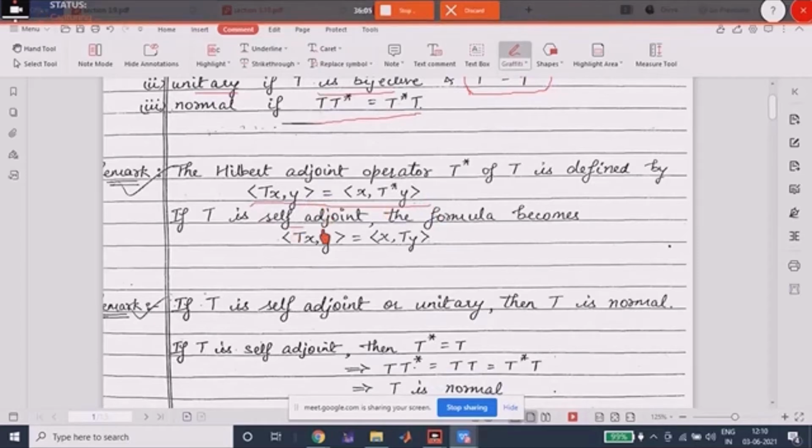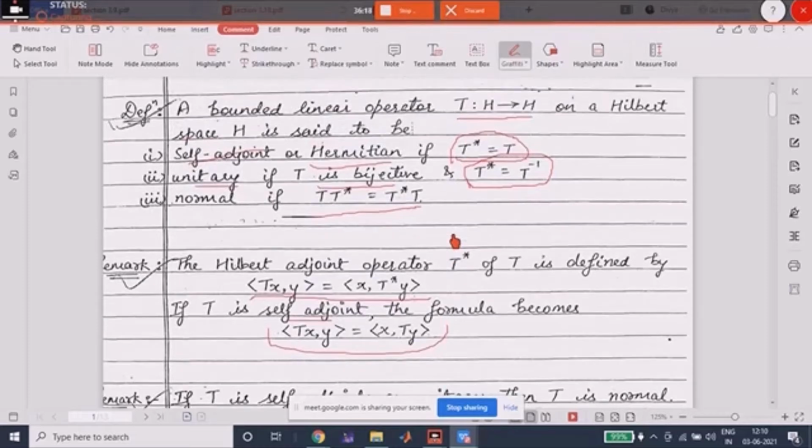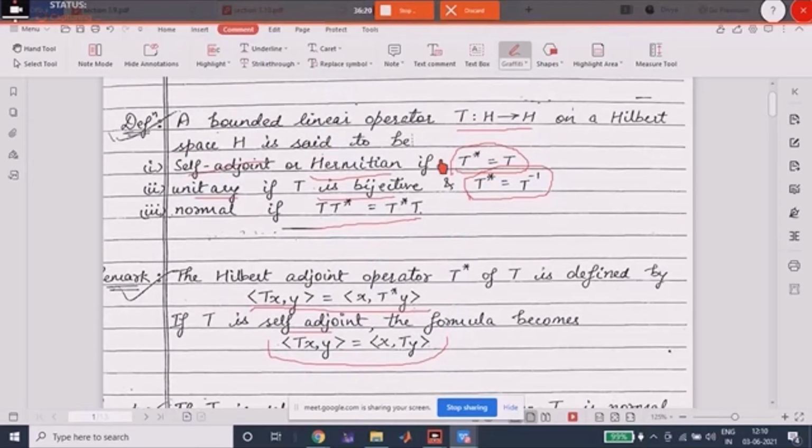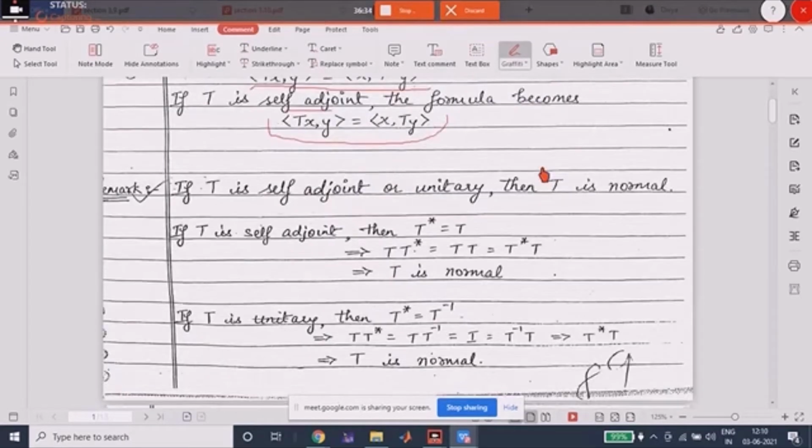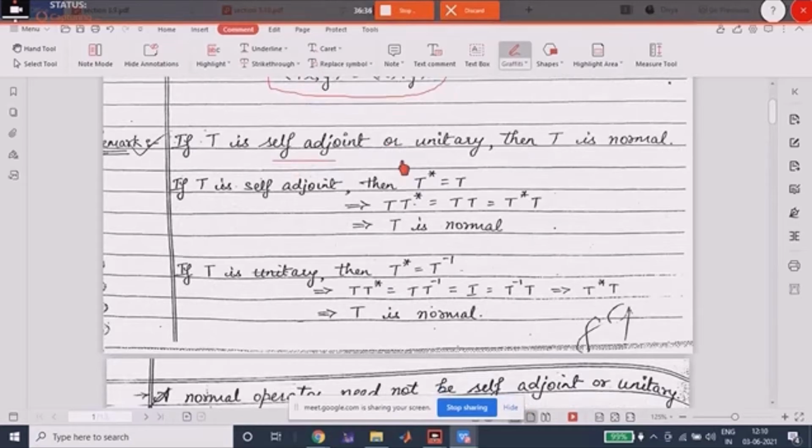Now next is the definition. How do we define the Hilbert adjoint operator? It is defined by the inner product of Tx, y being equal to the inner product of x, T star y, right? So if T is self-adjoint, then T star would be T and this equality would hold. So the inner product of Tx, y would be equal to the inner product of x, Ty, because for self-adjoint T star would be equal to T. Clear?